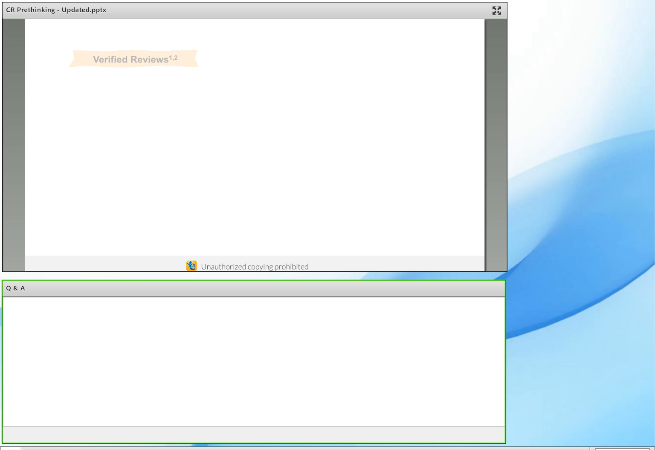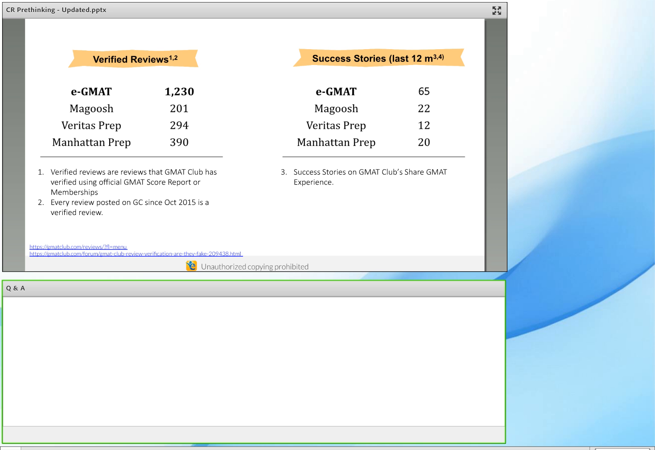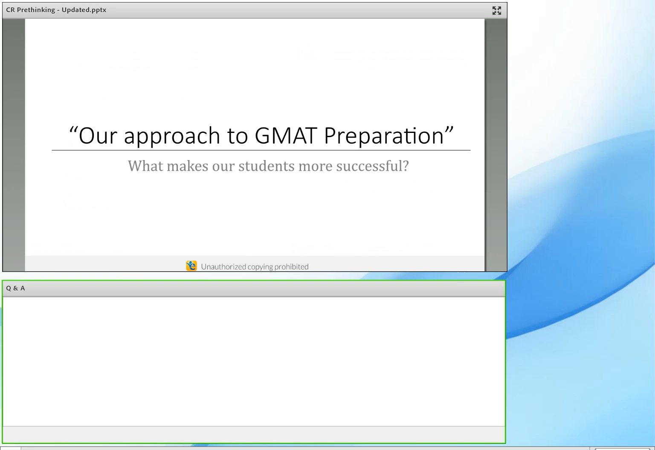Why do I say that? When you look at the key stats on major forums, one is the number of verified reviews. The second is a number of success stories. You're going to find that e-GMAT accounts for more than 50% of verified reviews on GMAT Club. Also, a very similar story when it comes to the number of success stories. In fact, over the last 2 weeks, e-GMATers have accounted for 5 out of 6 success stories on GMAT Club's Shared GMAT Experience forum.